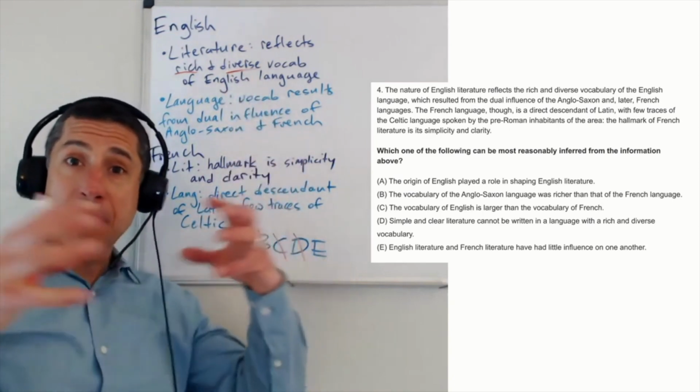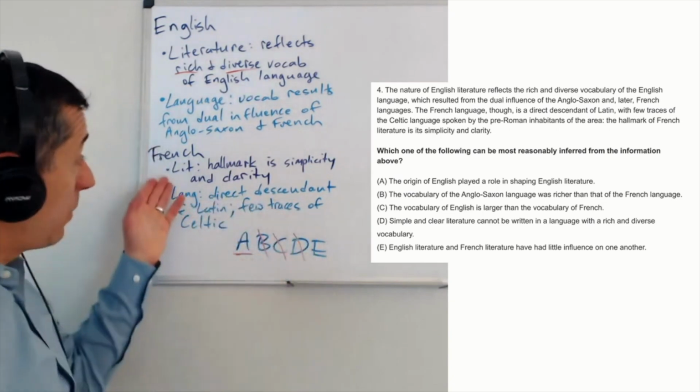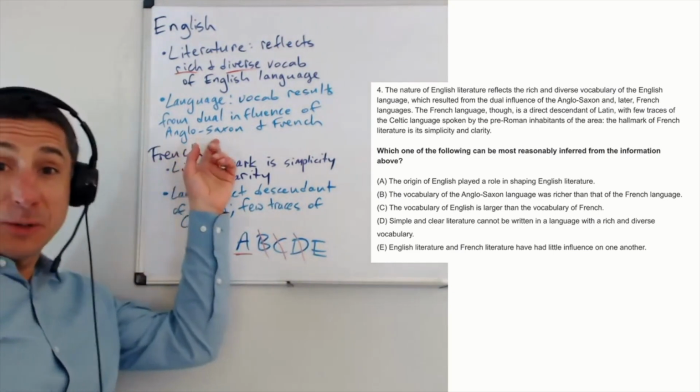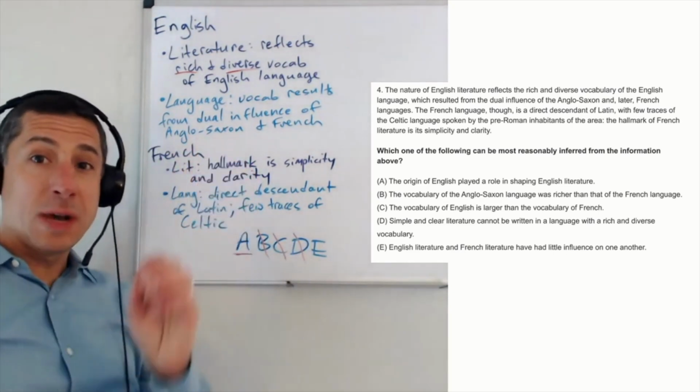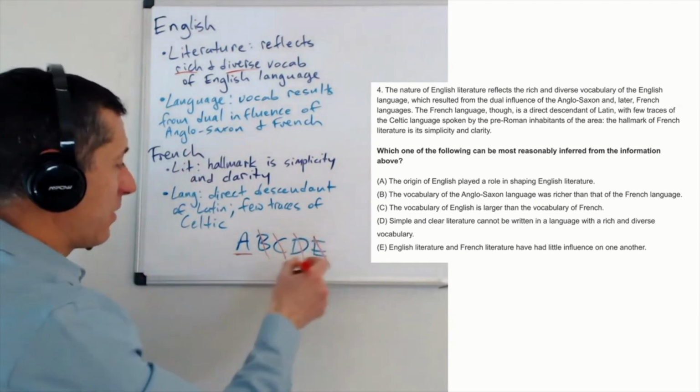But we don't know anything about how the literatures of French and English influenced each other. Now, we know that the French language influenced the English language. We don't know anything about whether the literatures influenced each other. And for that reason, E is out.